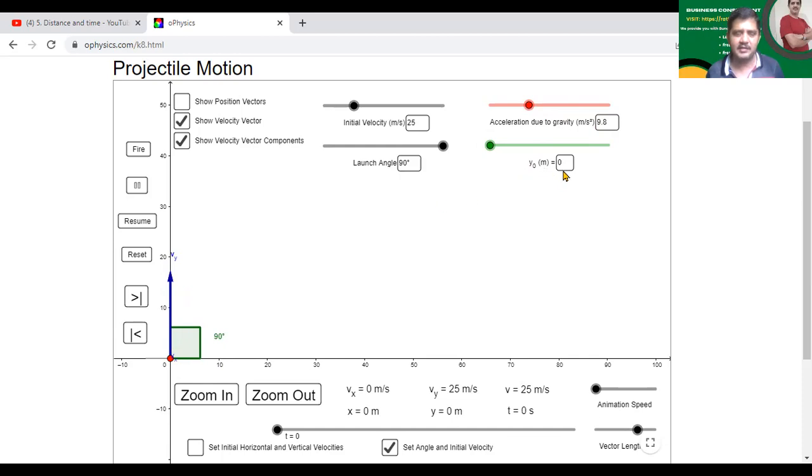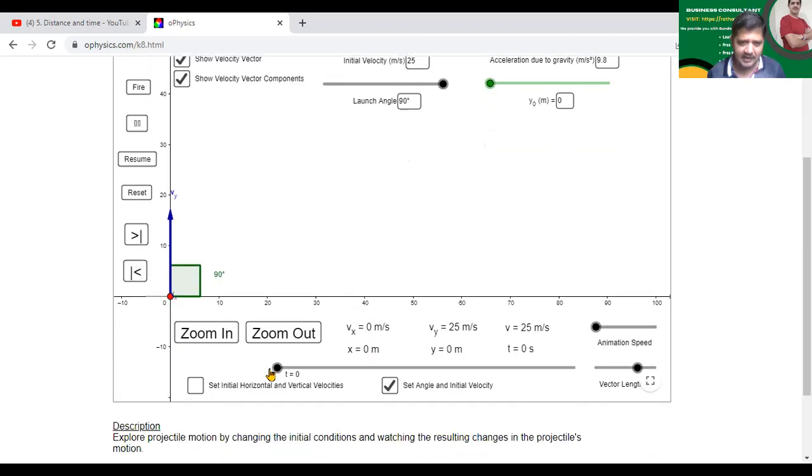Then y0 is equal to 0, which means what? This is the origin from which I'm going to launch. If I say y0 equal to 10, what will happen? The particle will be raised here, and from there it will be thrown upwards. It could be a new experiment, which I'm not doing now. Then next, let us look at the sliders below. There's a slider which goes from t equal to 0 to whatever infinity value. This we are not going to change. Then Vx equal to 0.